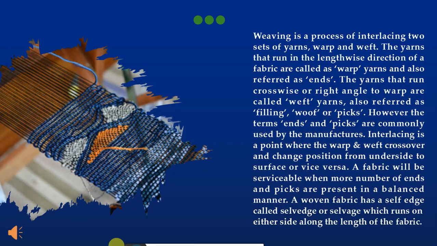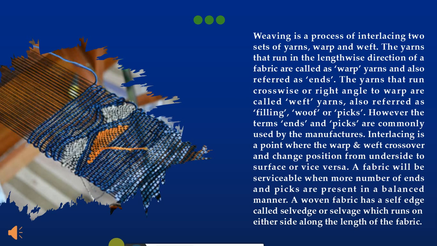Weaving is a process of interlacing two sets of yarns, warp and weft. The yarns that run in the lengthwise direction of a fabric are called warp yarns, also referred to as ends. The yarns that run crosswise, at right angles to the warp, are called weft yarns, also referred to as filling, woof or picks. However, the terms ends and picks are commonly used by manufacturers.